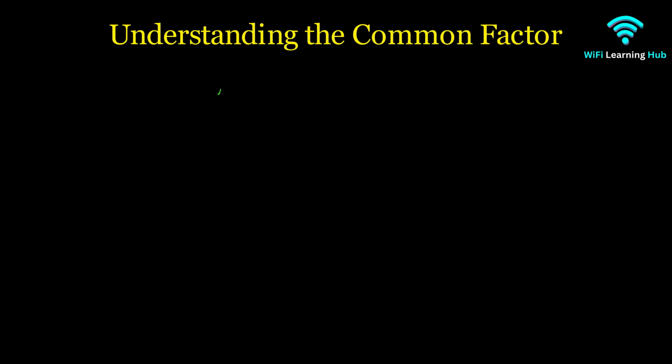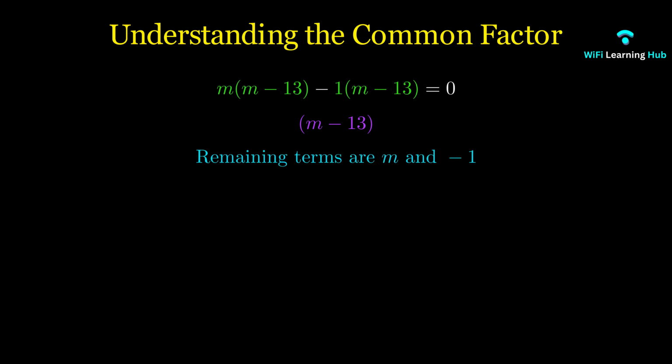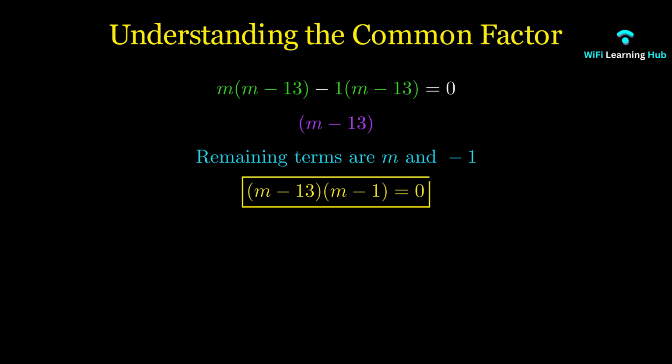Let us understand this important simplification more clearly. In both terms, the same factor m minus 13 is present. So, we take m minus 13 as a common factor. After taking the common factor out, the remaining terms are m and negative 1. So the equation becomes (m minus 13) multiplied by (m minus 1) equals 0.